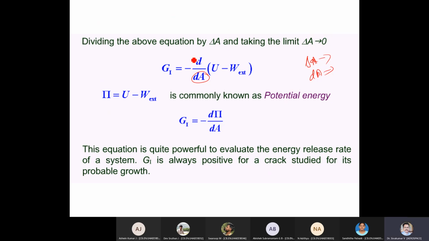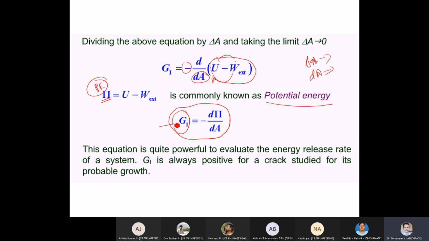So this minus came because they slightly interchanged the strain energy and the external energy. They just interchanged. So basically, what is this U minus W? It is the potential energy. So G1 is nothing but the change in potential energy with respect to area.